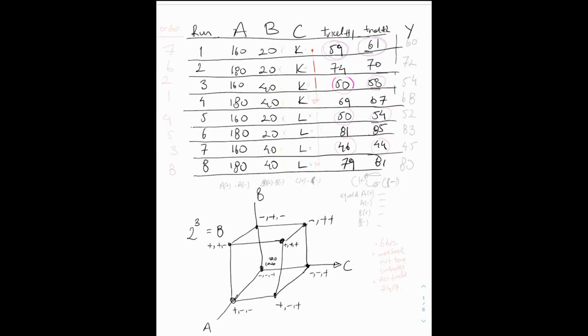And then the Y is basically going to be the average of, for example, the 2 trials. So the average of 59 and 61 is going to be 60. Similarly, the other ones will be 72, 54, 68, 52, 83, 45, and 80.